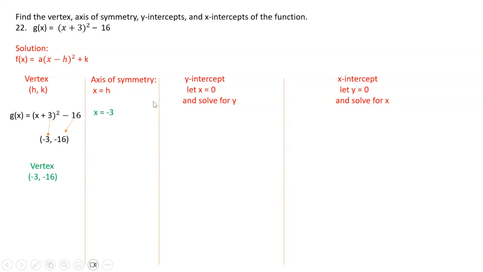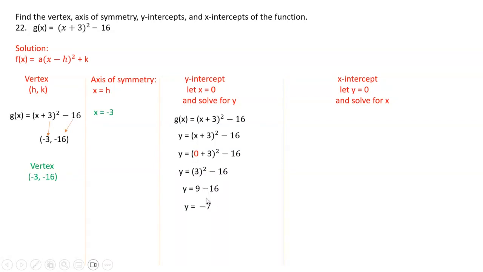Okay, now let's find the y-intercept. So it says to let x equal 0. So we're going to let x equal 0. That will give us 3 squared minus 16. That will give us 9 minus 16, which will give us -7. So the y-intercept will be (0, -7).